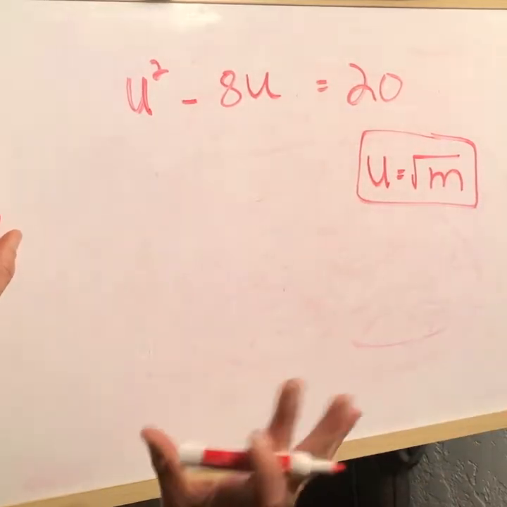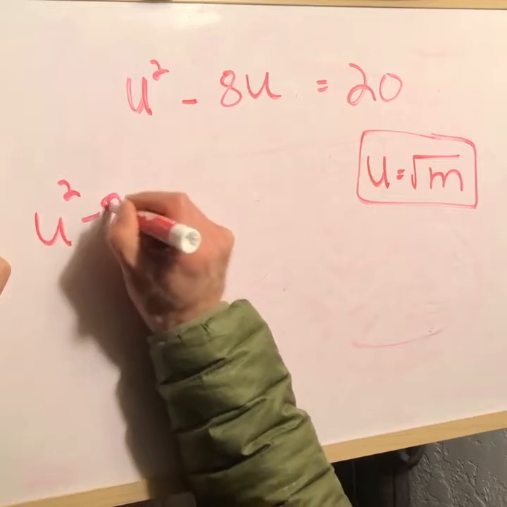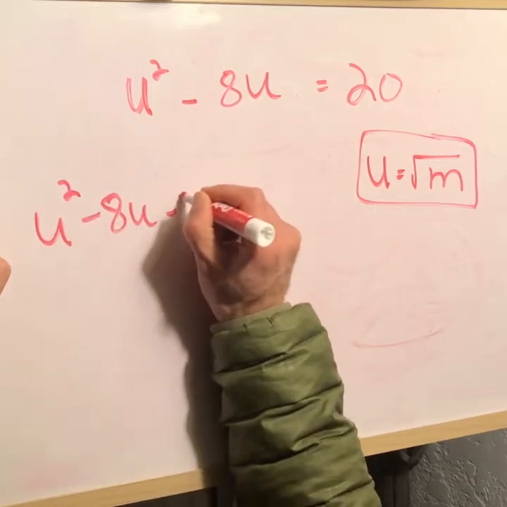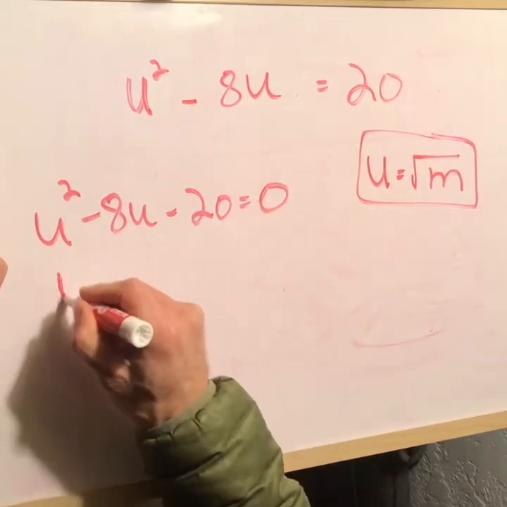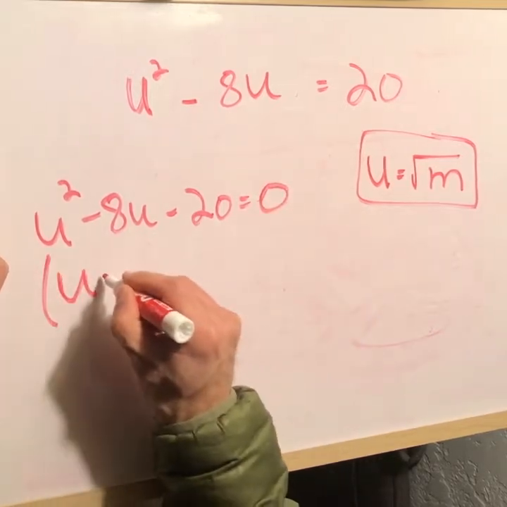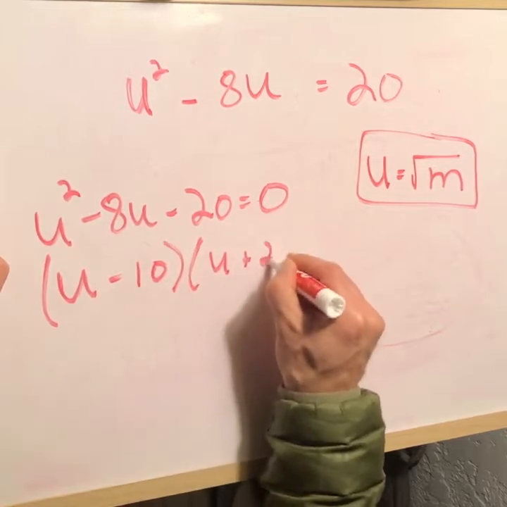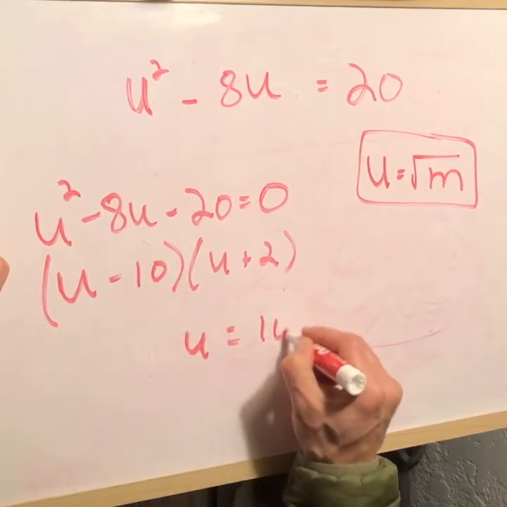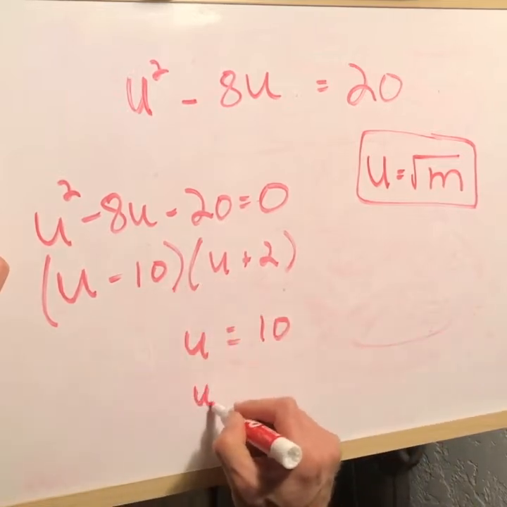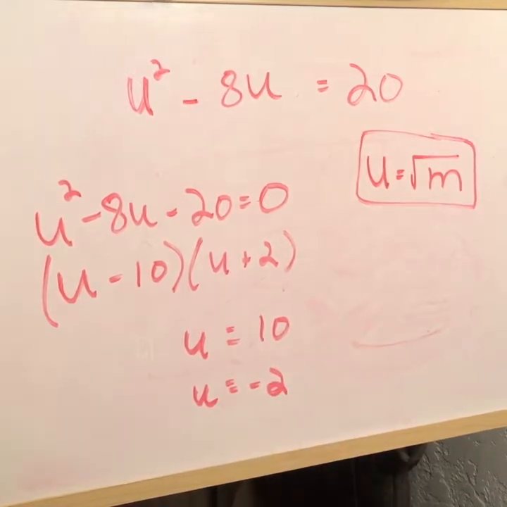Now check this out, much, much easier. Look, u squared minus 8u minus 20 equals 0, and then solve. So I'm going to factor (u - 10)(u + 2) to get u equals positive 10 and u equals negative 2. Okay, cool. So these are my 2 solutions.